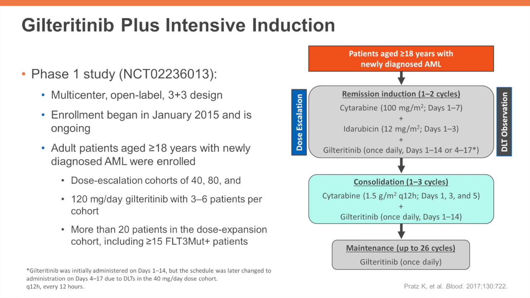This is a study that is being conducted to identify the optimal dose of gilteritinib in combination with frontline 7+3 chemotherapy, post-remission high-dose Ara-C, and then maintenance therapy with gilteritinib. Patients can go on to allotransplant and then return to receive maintenance therapy with gilteritinib on the study for up to 26 cycles or 2 years. And this study is currently enrolling, and we will have an update on these data at ASH 2018.